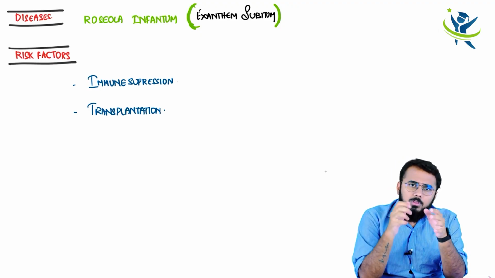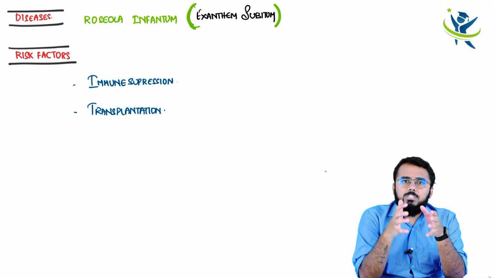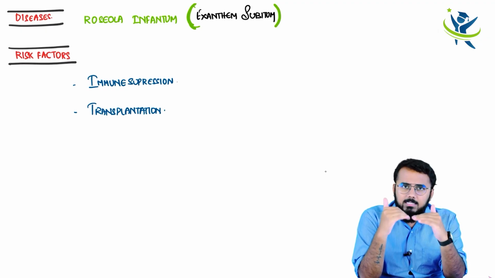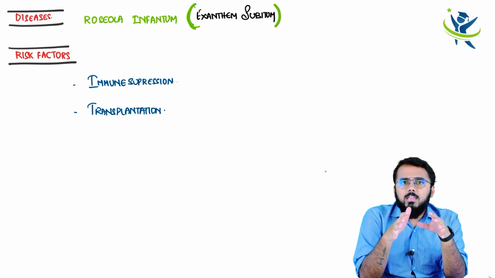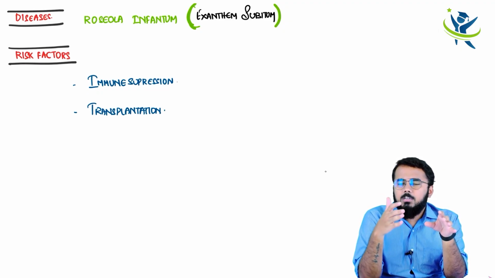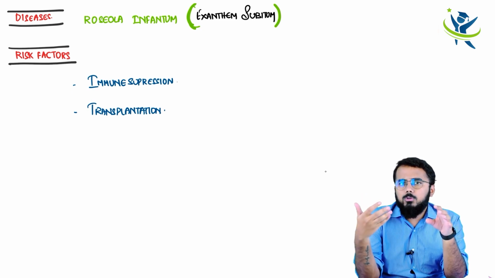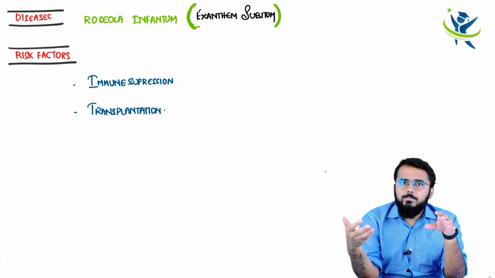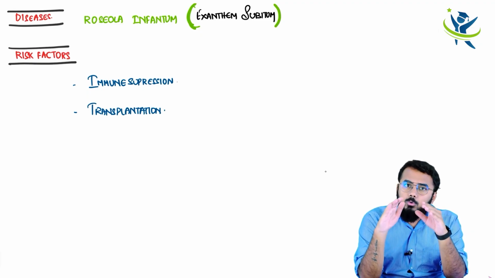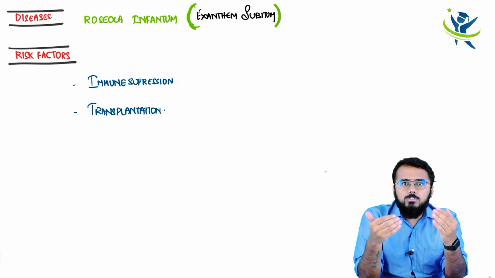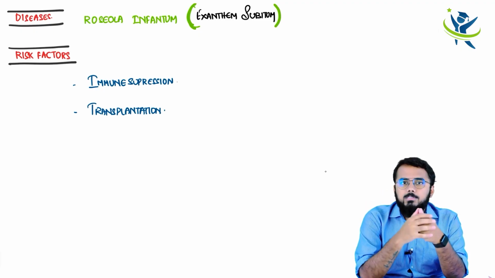So to prevent that organ rejection, I have to lower the activity of my immune system. That is the reason why after any kind of organ transplantation, you give high dose corticosteroids to the patient for a long time. Why? Because corticosteroids reduce the activity of the immune system, because corticosteroids are immunosuppressants.